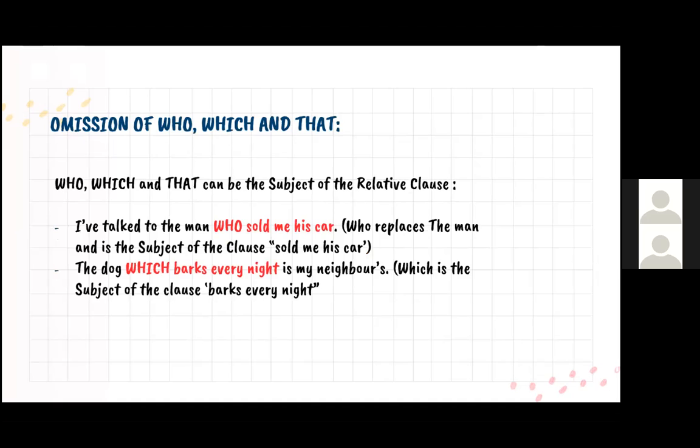Omission of who, which, and that. Who, which, and that can be the subject of the relative clause. For example, I've talked to the man who sold me his car. Who replaces the man and is the subject of the clause: sold me his car. Second, the dog which barks every night is my neighbor's. Which is the subject of the clause: barks every night.